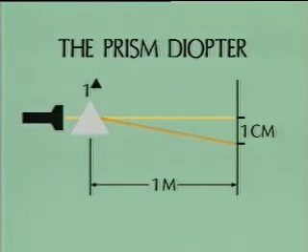One prism diopter is defined as that prism power which deviates a ray of light 1 centimeter from the normal at a distance of 1 meter.